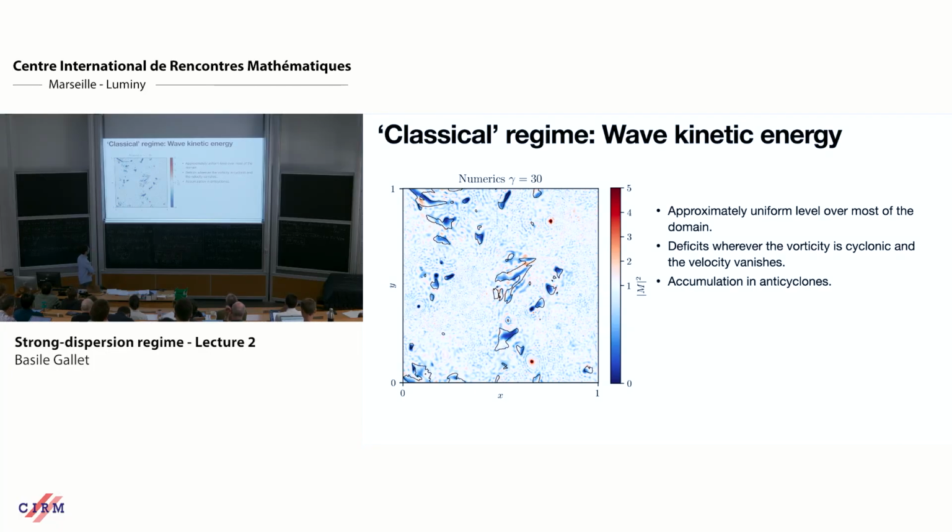But then there are also clear failures of this prediction that it should be exactly 1. And these are the blue spots here, which correspond to deficits in kinetic energy. And maybe these two bright red spots, which correspond to accumulation of wave energy. And these are in anticyclones, and these are in regions where u squared equals 0, while the velocity vanishes.